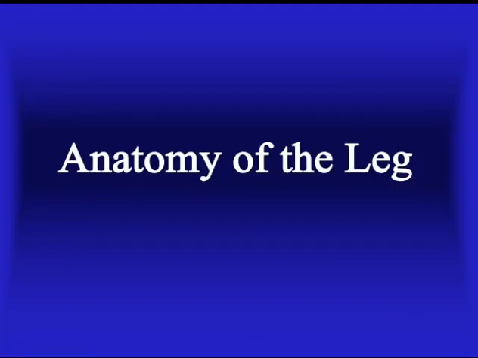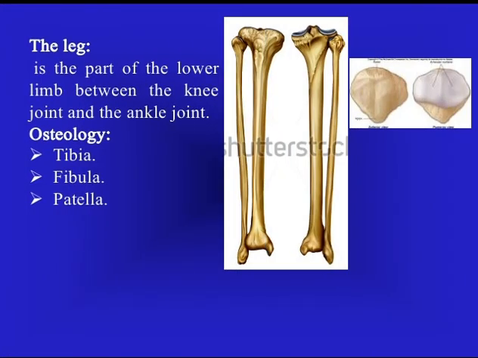We will start discussing the anatomy of the leg in a few lectures. Regarding the bones of the lower limb, we have the tibia and the fibula. We also have a small bone in the front of the knee. We call it the patella, which in Arabic is عظم الرضفة.